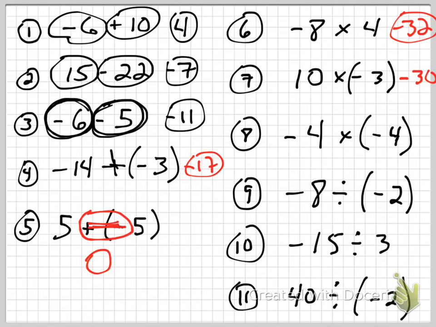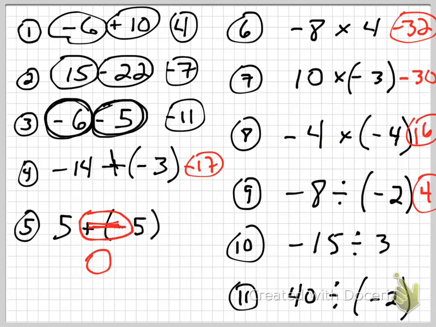Number 8. I have a negative times a negative. What's a negative times a negative? Positive. 16. Number 9. A negative divided by a negative. What's a negative divided by a negative? Positive. It's 4.